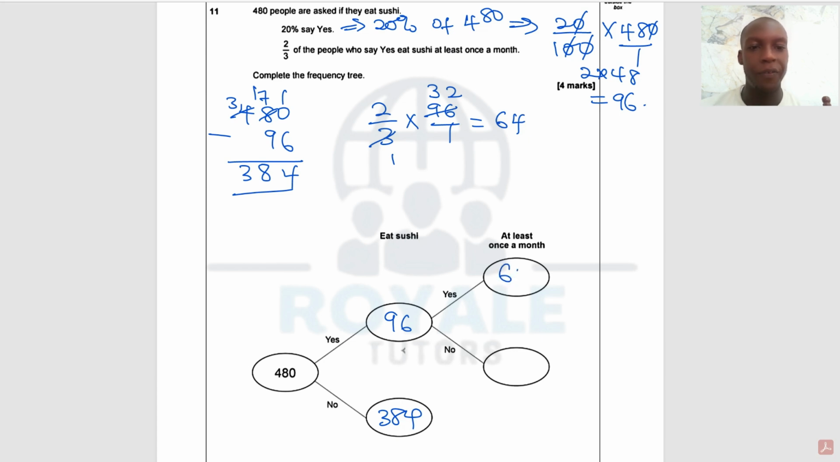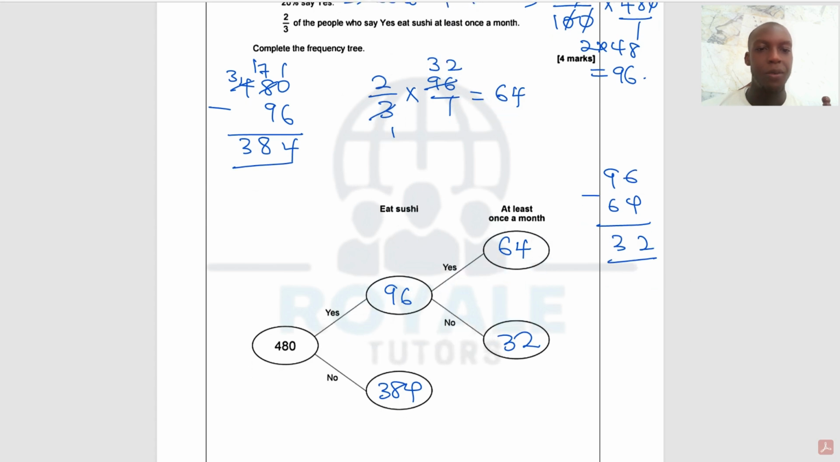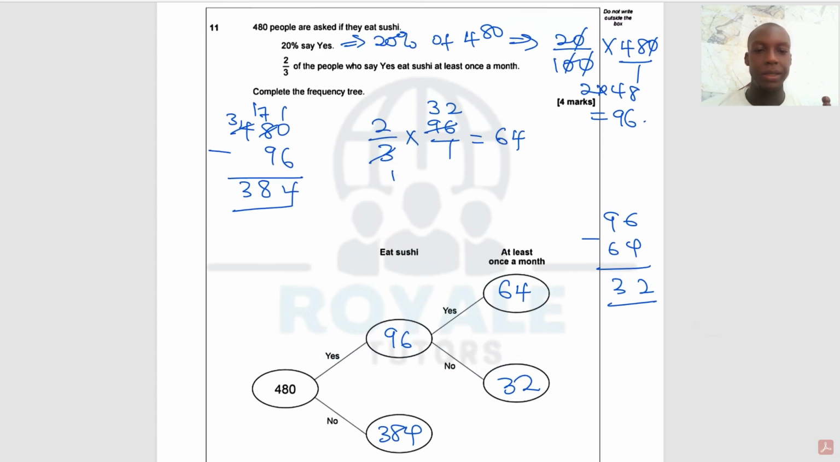So out of 96, we have 64 here already. So how many people do not eat sushi at least once a month? All we have to do is say 96 take away 64. Of course, that is going to be 32, which is 1/3 of the other people. So 32. So with this, we have been able to complete this frequency tree.